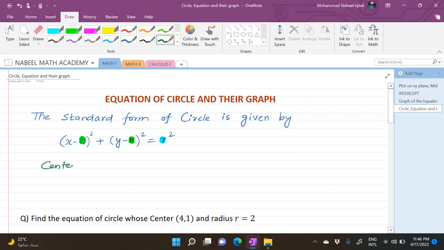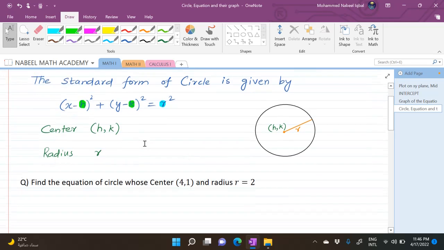The center is h comma k, and the radius is given by r. So how does the graph of the circle look? It is a round shape. This is the point we call the center of the circle. And if you draw a line to any part of the circle, it is the radius. So this is my radius and this is the center, that is h comma k.